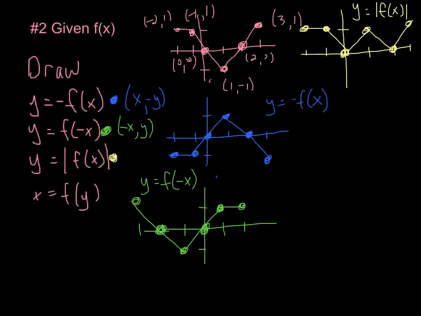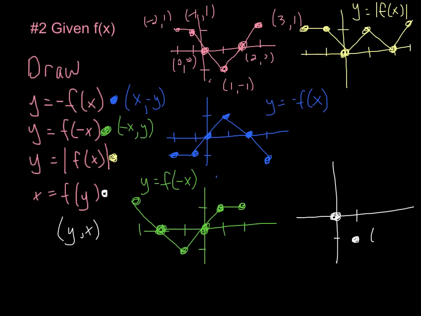Let me see if I can find a fun color. I will do it in, how about white? White will show up pretty well on this screen. Alright, and this is where you switch your x's and y's. We're going to reflect over the line y equals x. So this is going to be a fun graph. Alright, check it out. Instead of 0, 0, we still have 0, 0. That doesn't change. But instead of negative 1, 1, switch it. Now you have 1, negative 1.